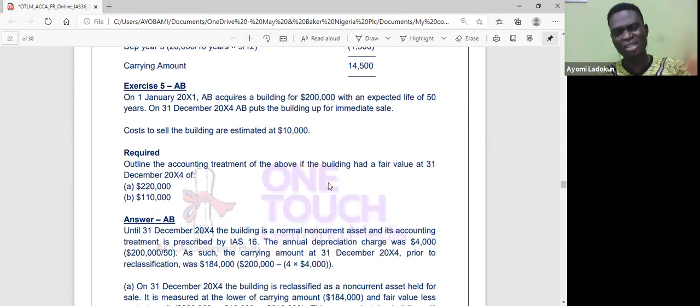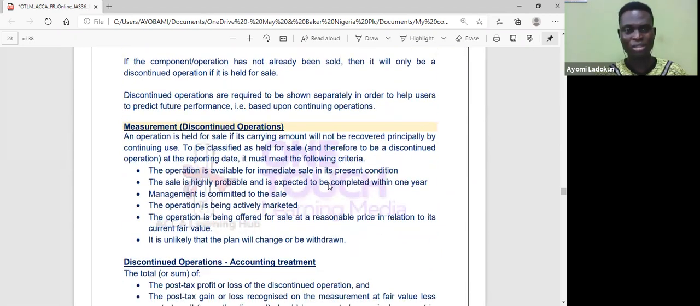Okay, so you can look at exercise 5. It's the same principle. Just apply that principle. Okay, you can look at it.